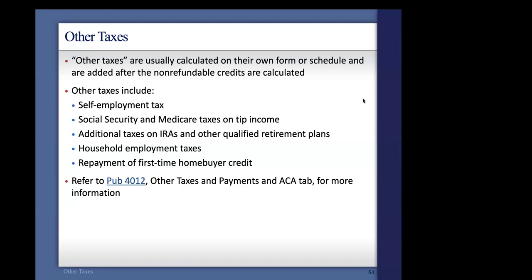Self-employment tax and additional taxes on IRAs or other qualified retirement plans are the two most common ones that you will see. Self-employment tax is automatically calculated, based on the Schedule C or business income that's input on the return. And if the taxpayer takes a distribution from their IRA or any other type of qualified retirement plan that results in any additional tax, that will also be automatically applied to the return unless that taxpayer qualified for an exception.